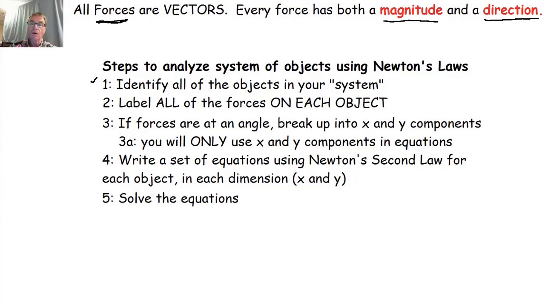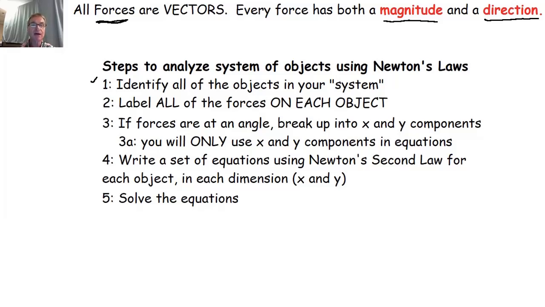Okay, so now that we realize that all forces are vectors and they have both a magnitude and a direction, what we want to do is look at some steps to analyze a system of objects using Newton's laws. The first thing that we're going to do is identify all of the objects in your system. Now, a system can have more than one object, as we'll find out. And as we encounter each of the objects in our system, this will become more obvious as we do some problems, but I just wanted to give you the steps that we're going to use to solve these problems.